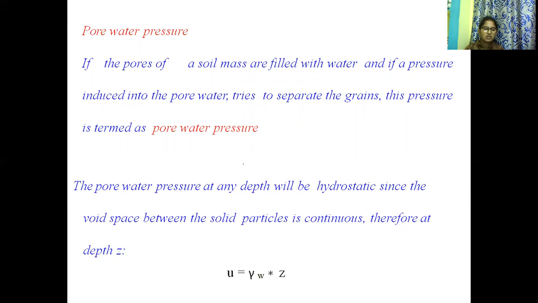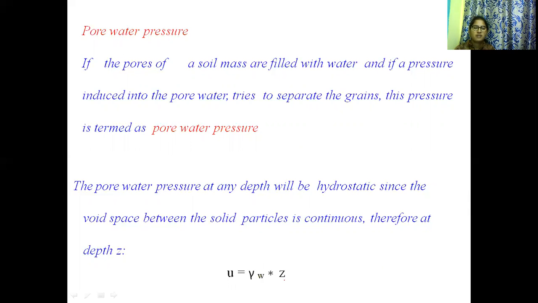Here, due to capillary rise, water will rise upward, so the upper layers also have moisture content. That is why you can calculate gamma W into Z, gamma W into that particular layer height.